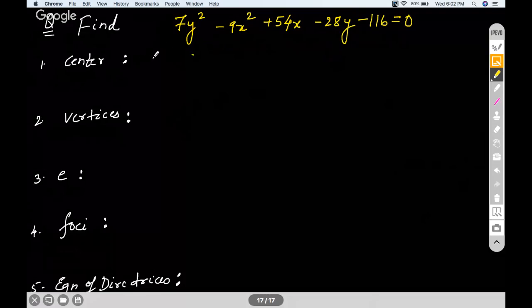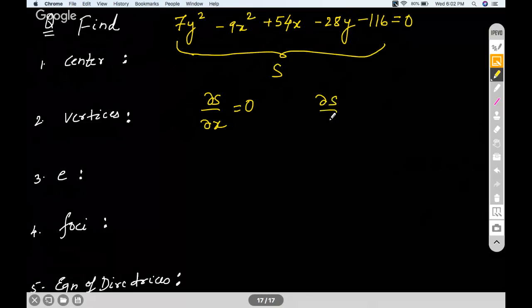All right, guys. So finding the center, there are a lot of methods. One of the methods is the partial derivative method. So let's say I call this term as S. You can find out the center of any conic section by solving these two equations simultaneously: dou S by dou x equal to 0 and dou S by dou y equal to 0. If you solve these two simultaneously, you will get the coordinates of the center. Okay, so I'll try this method as of now.